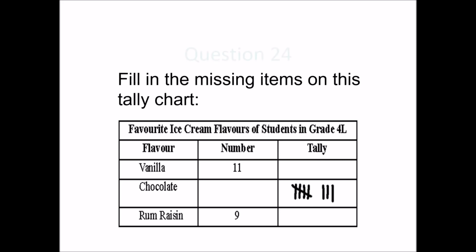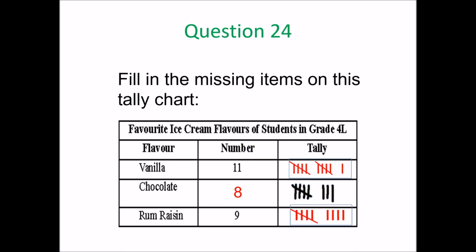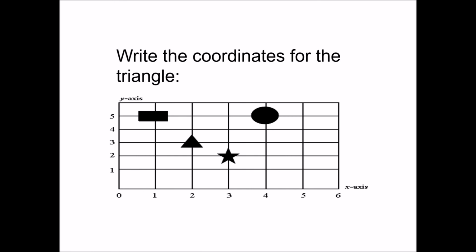And fill in the missing items on the tally chart. 11. Let's wait on 11. Let's see the tally marks for 11. Here we go. 11. Yes, those would be the tally marks for 11. And let's see for the chocolate, how many? That's 8 for those tally marks. And then put the tally marks for 9. That would be the answer for that one.